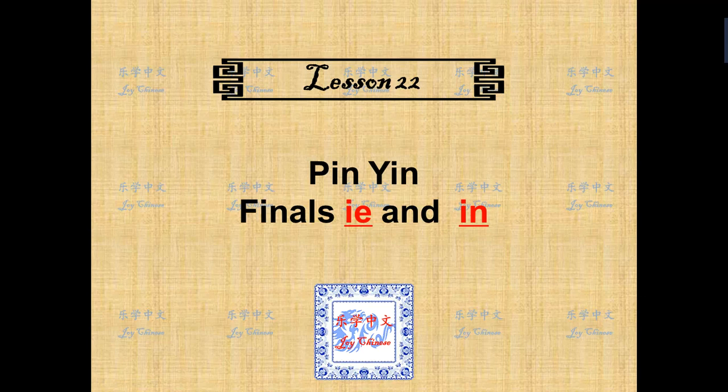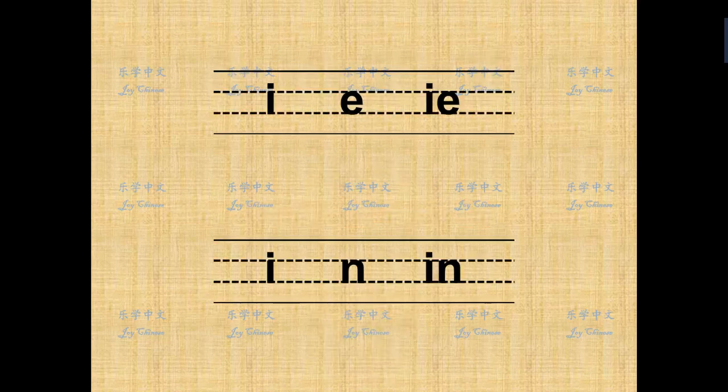Welcome to lesson 22. In this video, I will explain two finals, ie and in. Again, it is a combination of two finals, e and a. So when you combine these two, read it very quickly. It's ie, ie. The next one is a combination of e and n. Yin, yin.